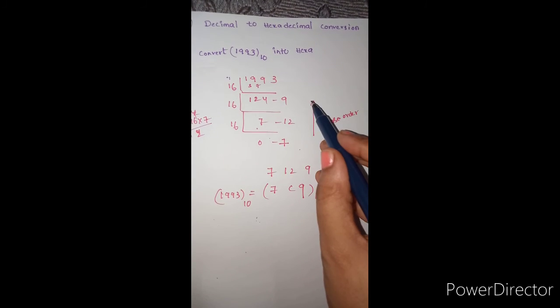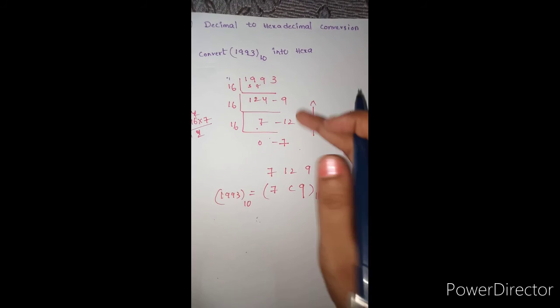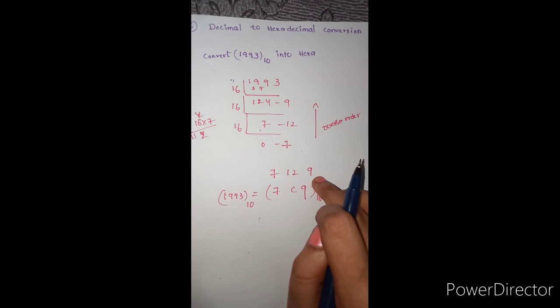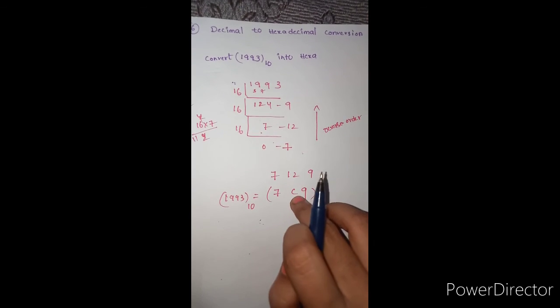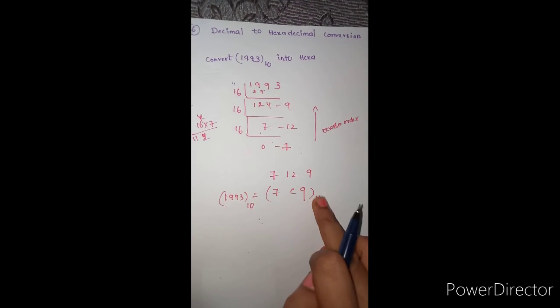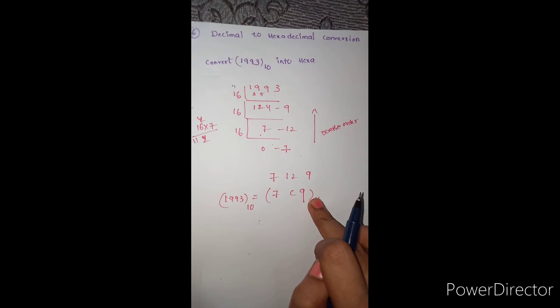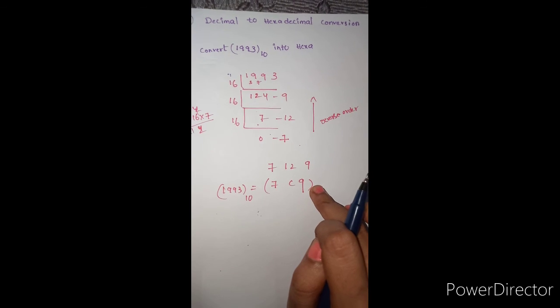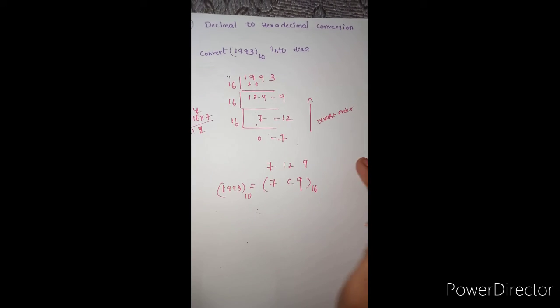remainders in reverse order, that is bottom to top. To get the final answer, 7 12 9. 12 means C, that means 7C9 is the final result. This is the hexadecimal result. This is all of the number systems explanation.